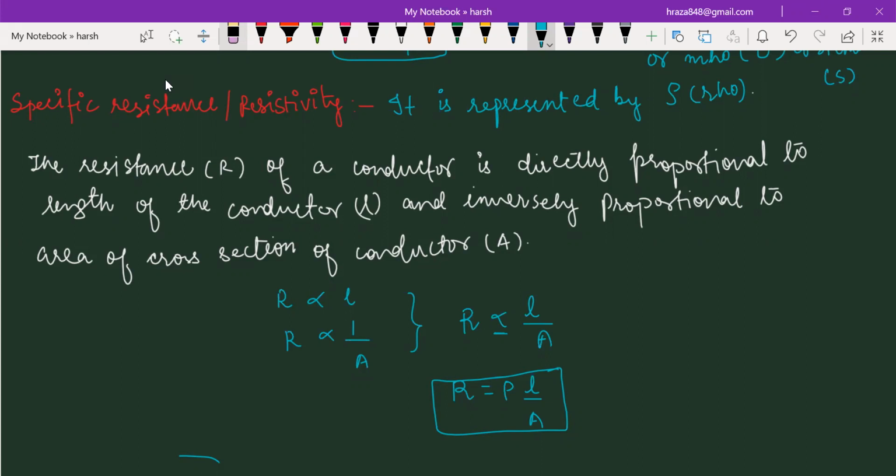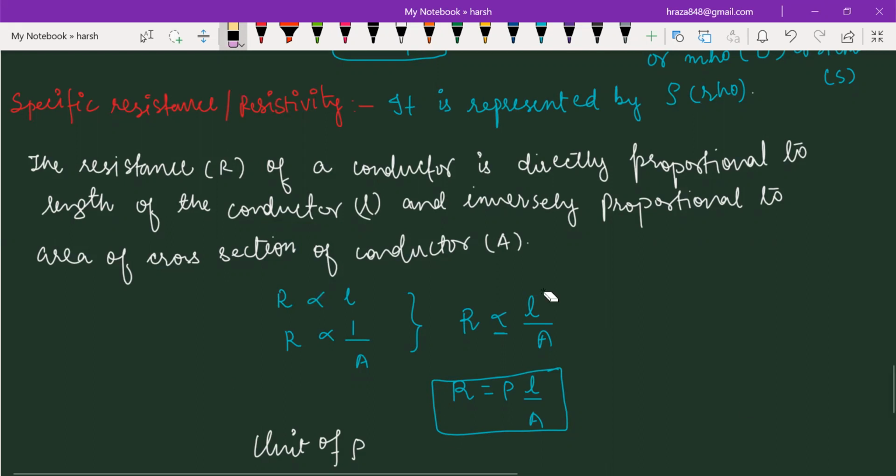Done, sir. Very good. Now, can you find the unit of resistivity? Just a minute. Unit of resistivity. Sir, I forgot it.